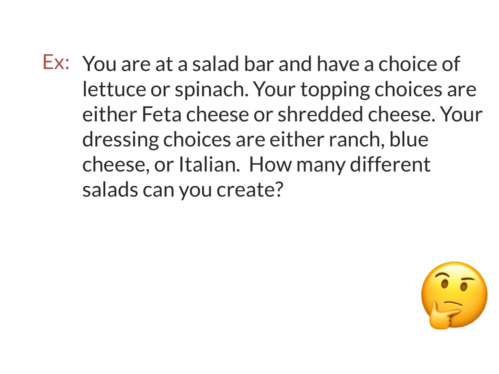Notice we have two choices to start with, right? We have lettuce, which I'm going to notate as an L, and then we have spinach, which I'm going to notate as an S. But then off of those first two initial choices, you have two choices of cheese. We either have feta cheese or shredded cheese. And same with if we pick the spinach route, we still have the choice of feta cheese or shredded cheese. And then after we pick our cheese, we have our three choices of dressings.